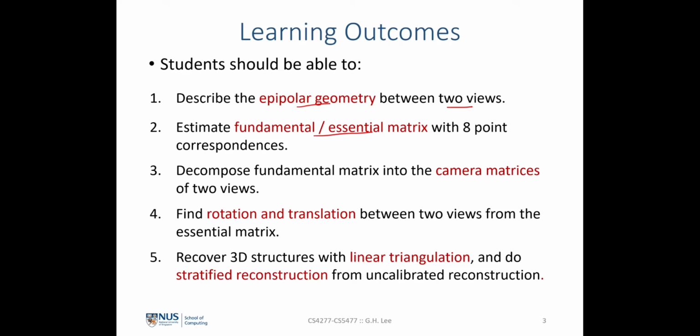And then we'll look at how to decompose the fundamental matrix into the camera matrices of two views and find the rotation and translation between two views from the essential matrix. Finally, we'll look at how to recover the 3D structures with linear triangulation and do stratified reconstruction from uncalibrated reconstruction.